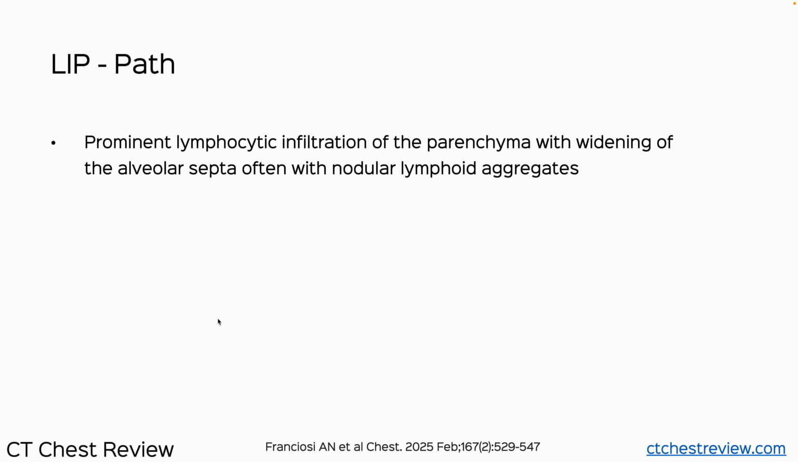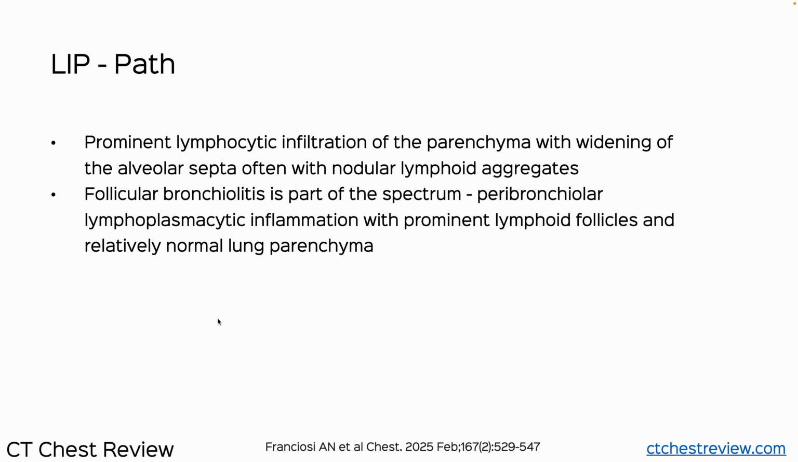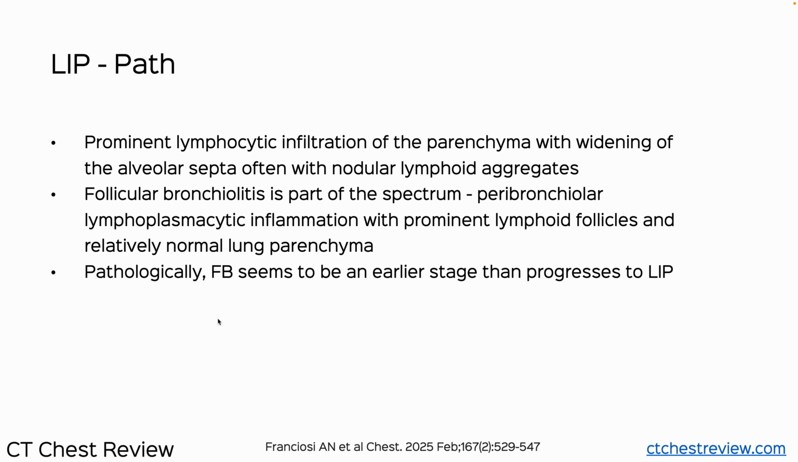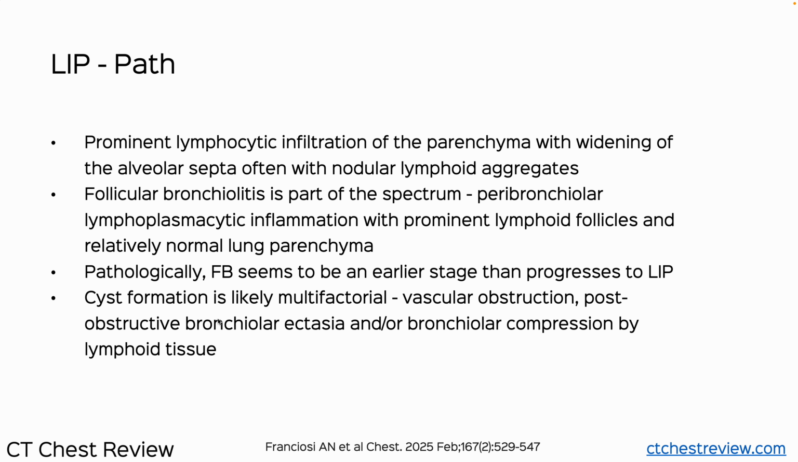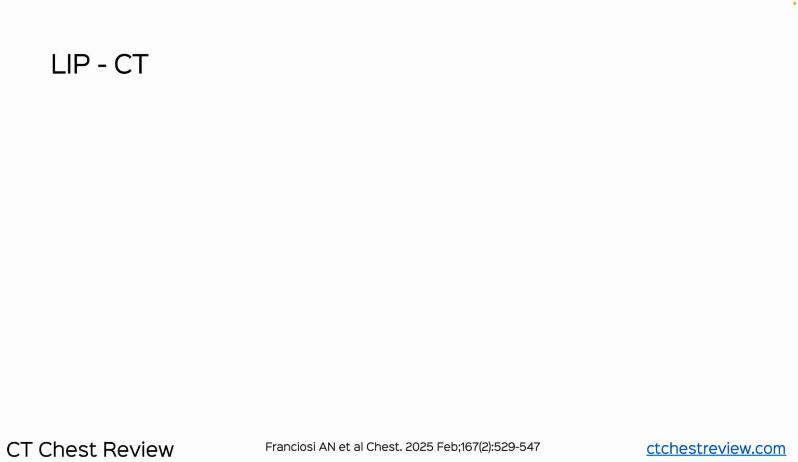Pathologically, you get a prominent lymphocytic infiltration of the parenchyma, and you can see that there's widening of the septae, nodular lymphoid aggregates. It's actually a lymphoproliferative pathology. Follicular bronchiolitis is an earlier form where you just get peribronchial lymphoplasmacytic inflammation. It's a tough diagnosis to make radiologically, even though FB is considered an earlier stage of LIP, but that's on pathology. Cyst formation is likely multifactorial. All these causes are here: vascular obstruction, post-obstructive bronchial ectasia, and perhaps bronchial compression by lymphoid tissue.